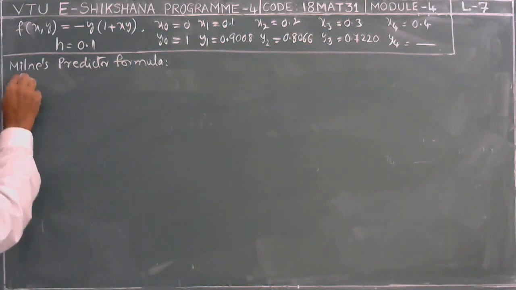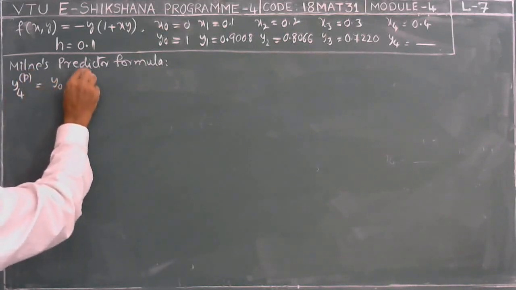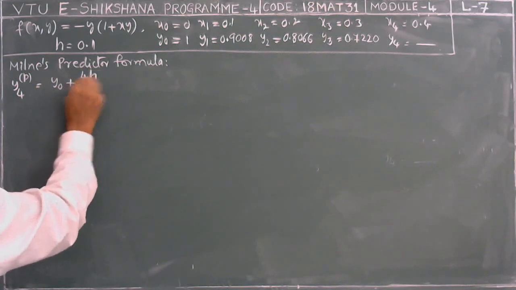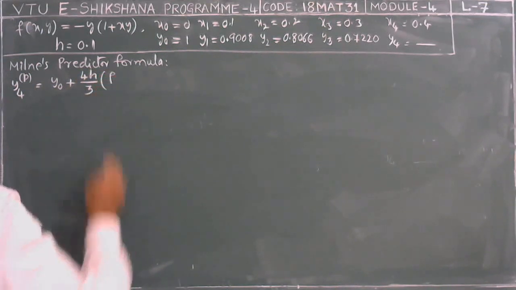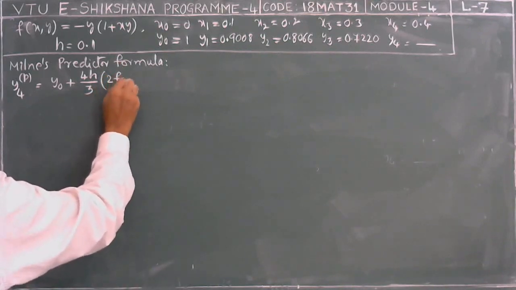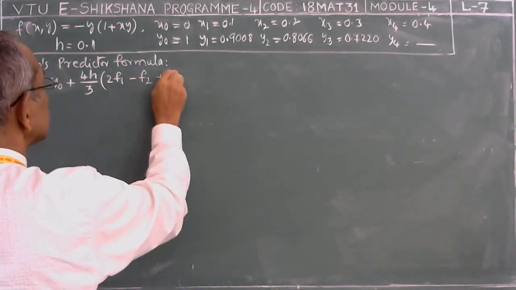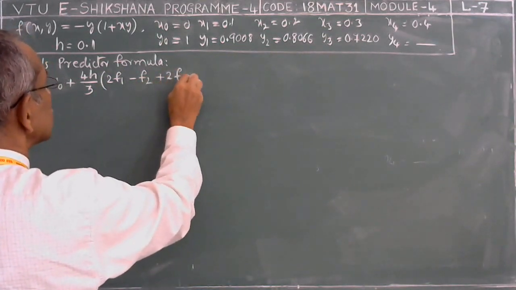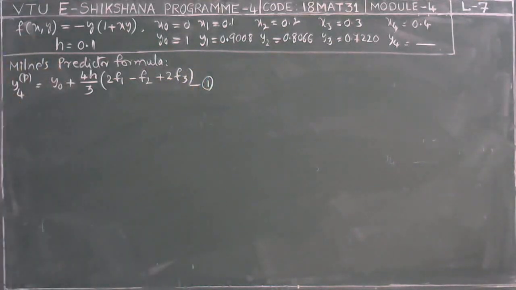y4p is equal to y0 plus 4h divided by 3 into 2 f1 minus f2 plus 2 f3. Call this equation number 1. Now let me substitute for f1, f2, f3.